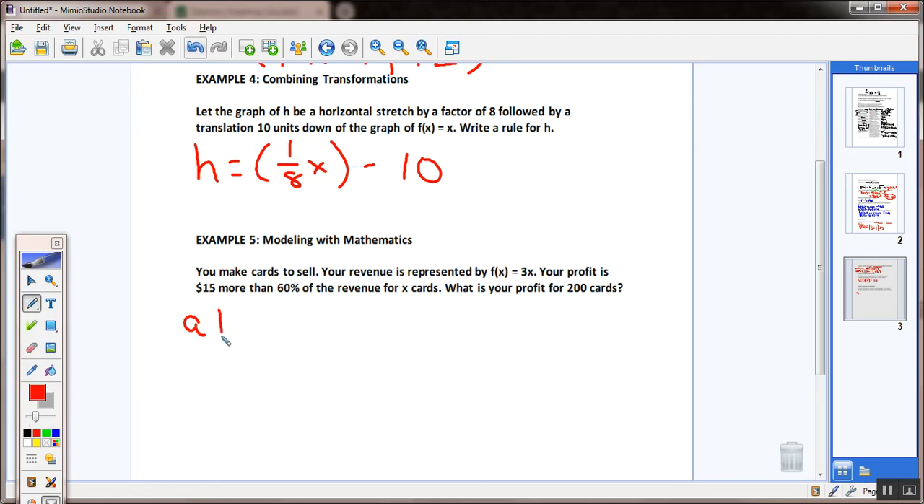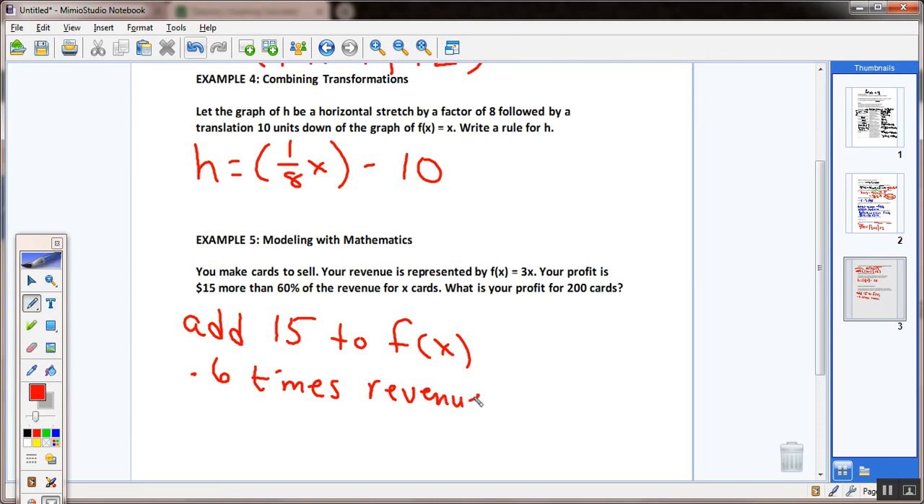Profit is $15 more than something, so this is like adding 15. It's $15 more than 60% of the revenue. Multiplying by 60% is like 0.6 times the function. So it's 0.6 times revenue. What function models revenue here? It says your revenue is represented by 3x. We're going to come up with a function to represent our profit. I'm going to call our profit P of x.